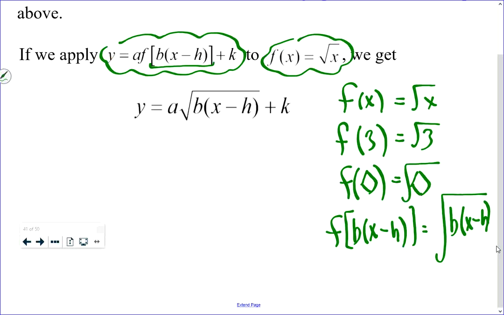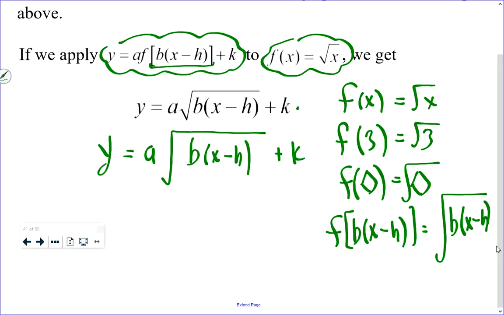F of b times x minus h means you're going to take b times x minus h and replace the x in the function with it, and the function is the square root, so we get y equals a times, well we replace b times x minus h with the x that was under the square root, and then we add k. So that's how this thing is arrived at.